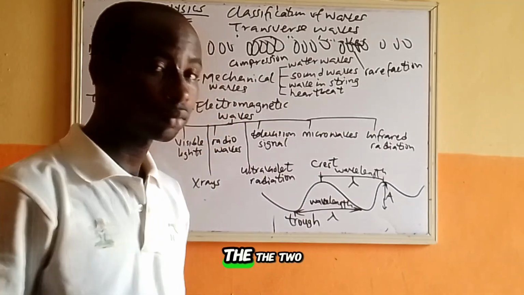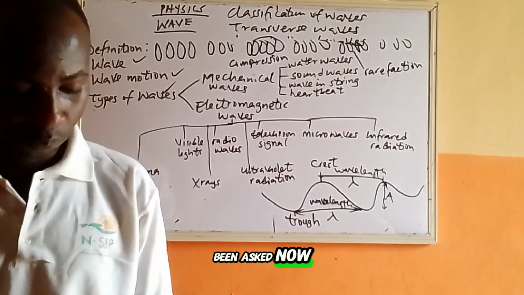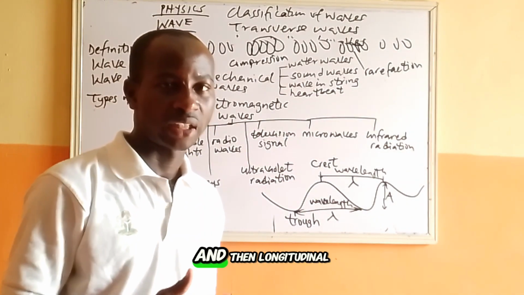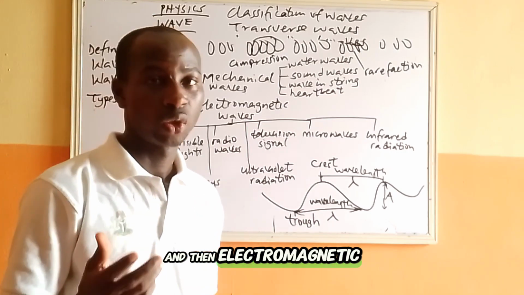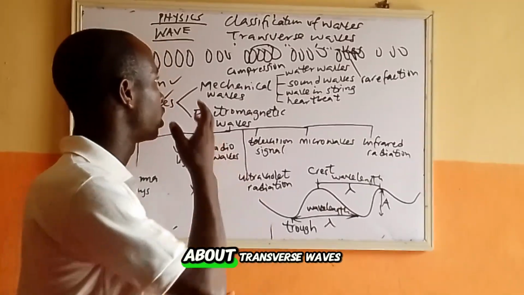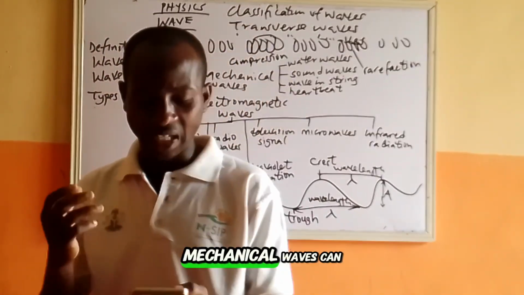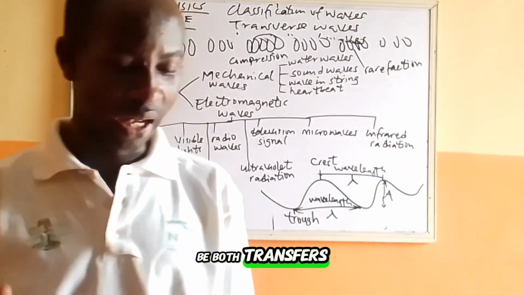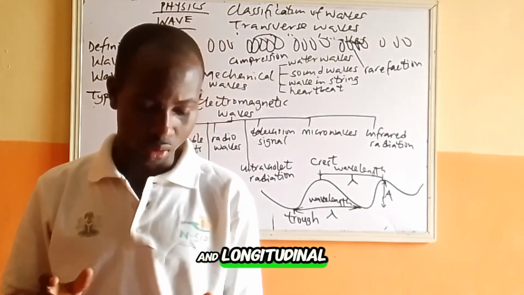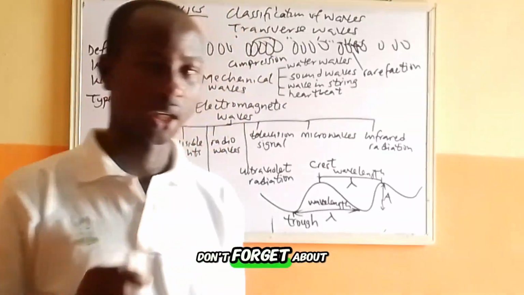So these are the two classifications of waves. If you are asked about types of waves, we have mechanical waves and electromagnetic waves. When asked about classification of waves, we talk about transverse waves and longitudinal waves. Note that mechanical waves can be both transverse and longitudinal, but all electromagnetic waves are transverse waves. Don't forget this.